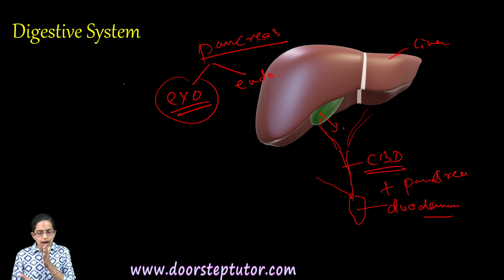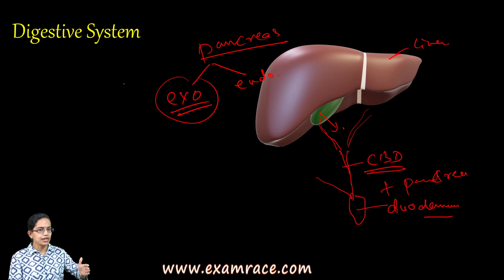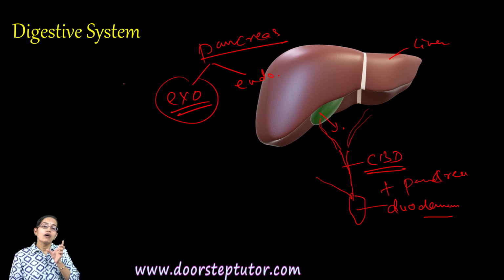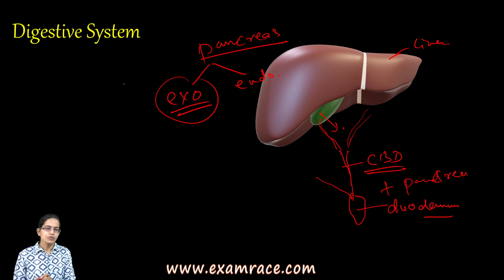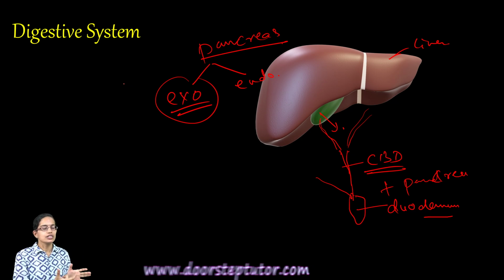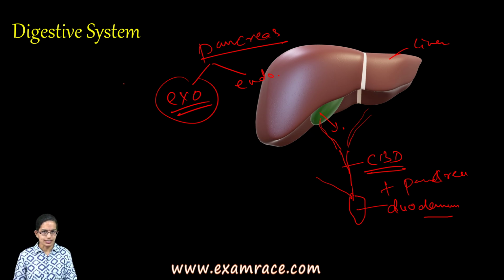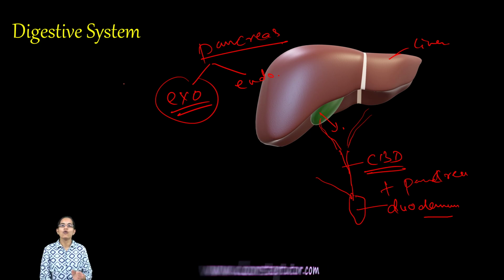Now, maltose breaks down to glucose, sucrose breaks down to glucose and fructose, and lactose breaks down to glucose and galactose. What is the enzyme that is present? For maltose, it is maltase. For sucrose, it is sucrase, and for lactose, it is lactase. And for fructose, it is fructase. So it's very simple to remember. It's just replacing O with A.